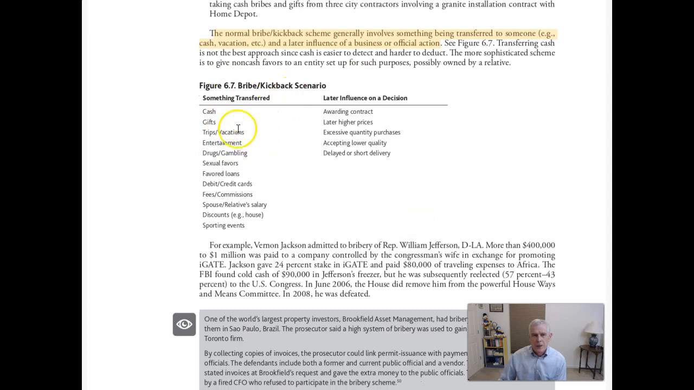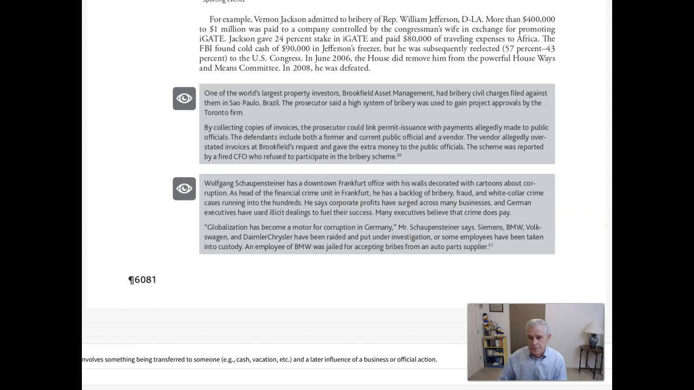Some examples. Someone might receive cash, gifts, trips, entertainment, all kinds of other things. In turn, they might say, you know what, I will award you the contract, even though it's supposed to be official bids put in, I'm going to make sure you win this bid. Or say, you know what, we'll sign the contract today, I'll make sure you get a higher price later on because you can say you went over budget or something. So you're trading one thing for the other. That's the bribe and the kickback. Happens all the time.